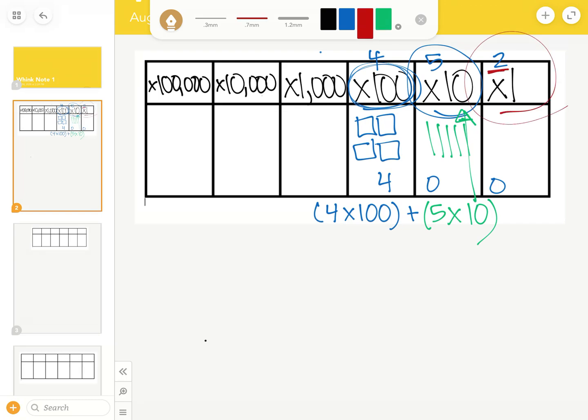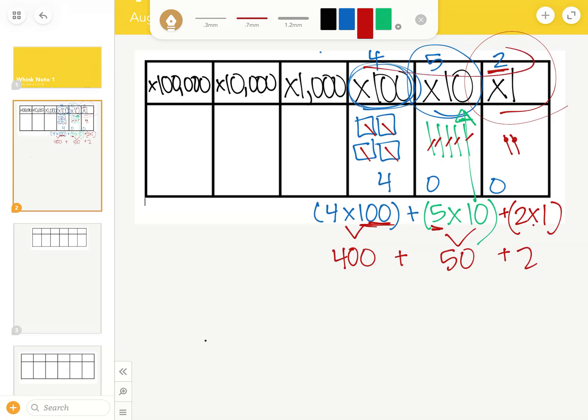So I'm going to take this 2 and times it by 1. Because if I was to count 2 dots, I would get 2. This equals 400: 100, 200, 300, 400. So count by hundreds, I would get to 400. This is 5 tens, I'm going to count by tens: 10, 20, 30, 40, 50. And this I'm going to count by ones: 1, 2.